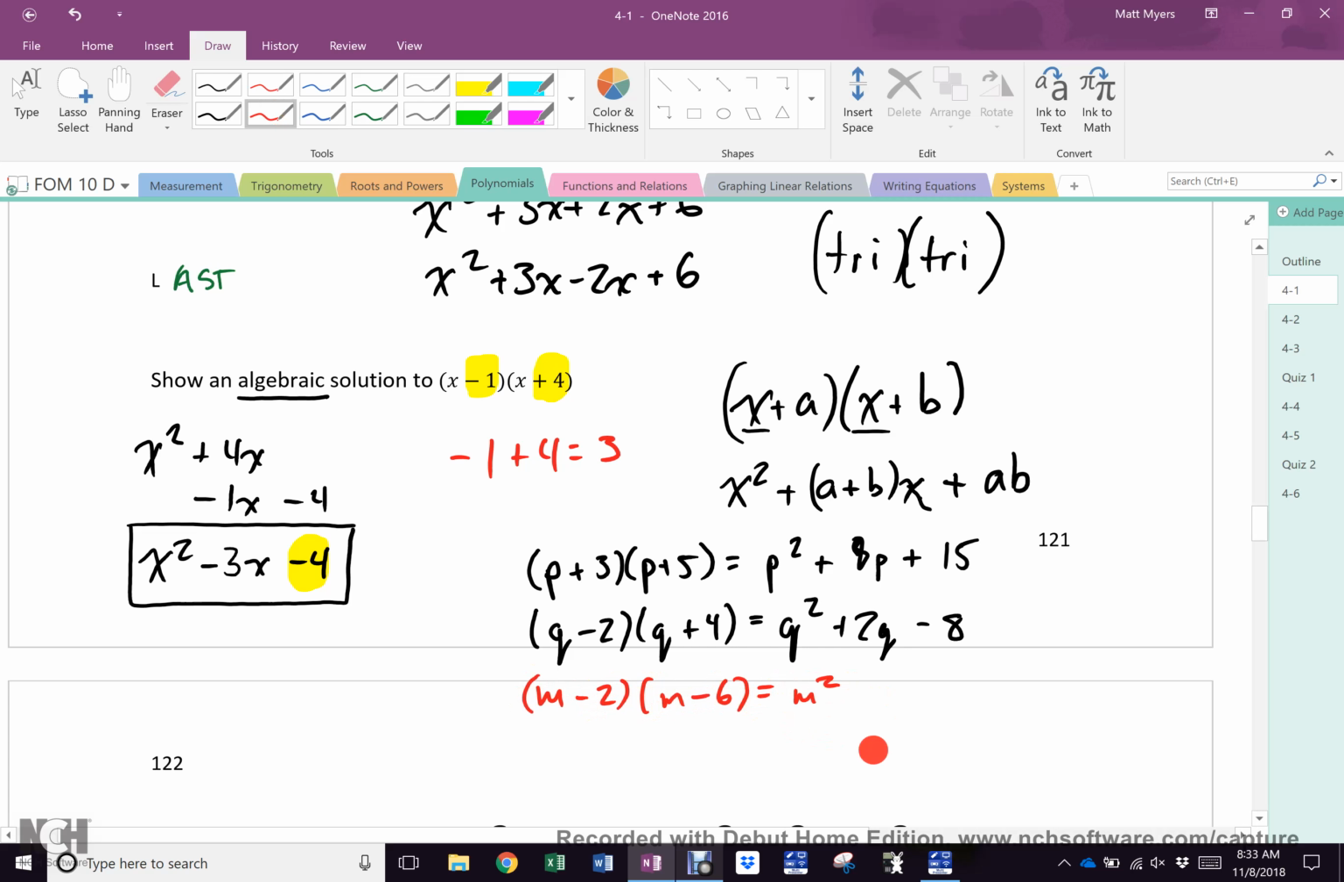What is m minus 2 and m minus 6? M squared minus 8m plus 12. Everybody good? That trick only works with single variables.